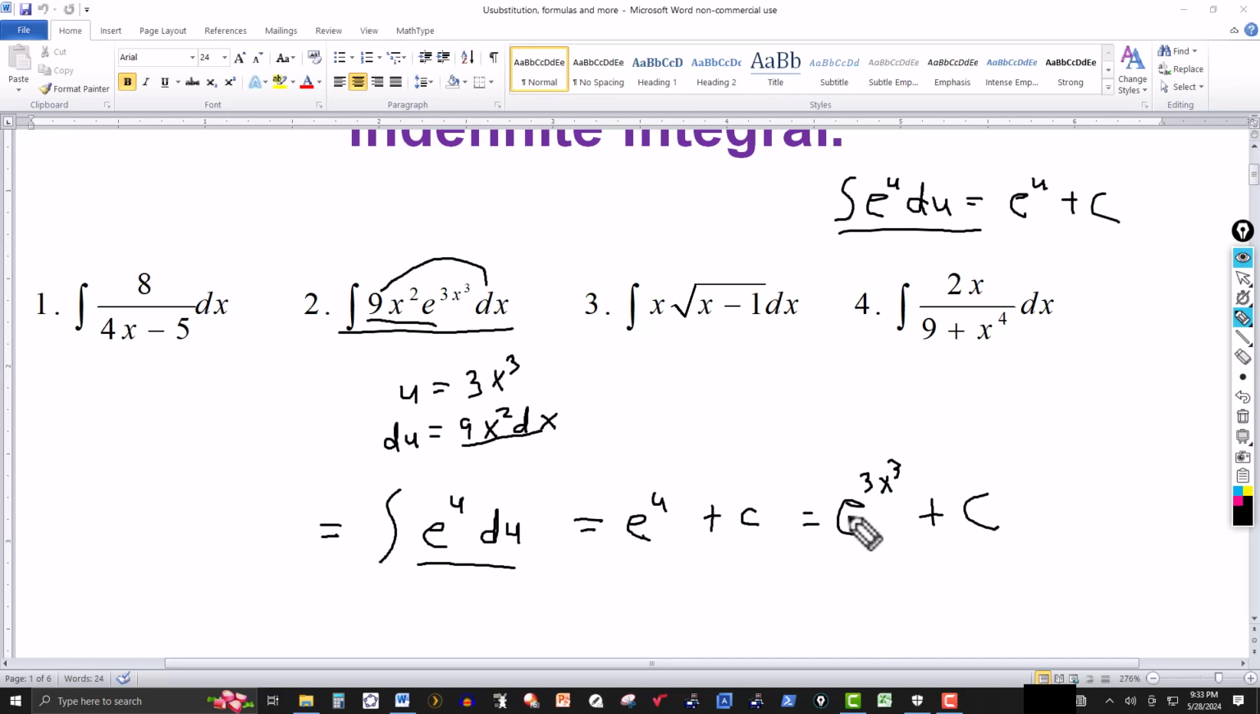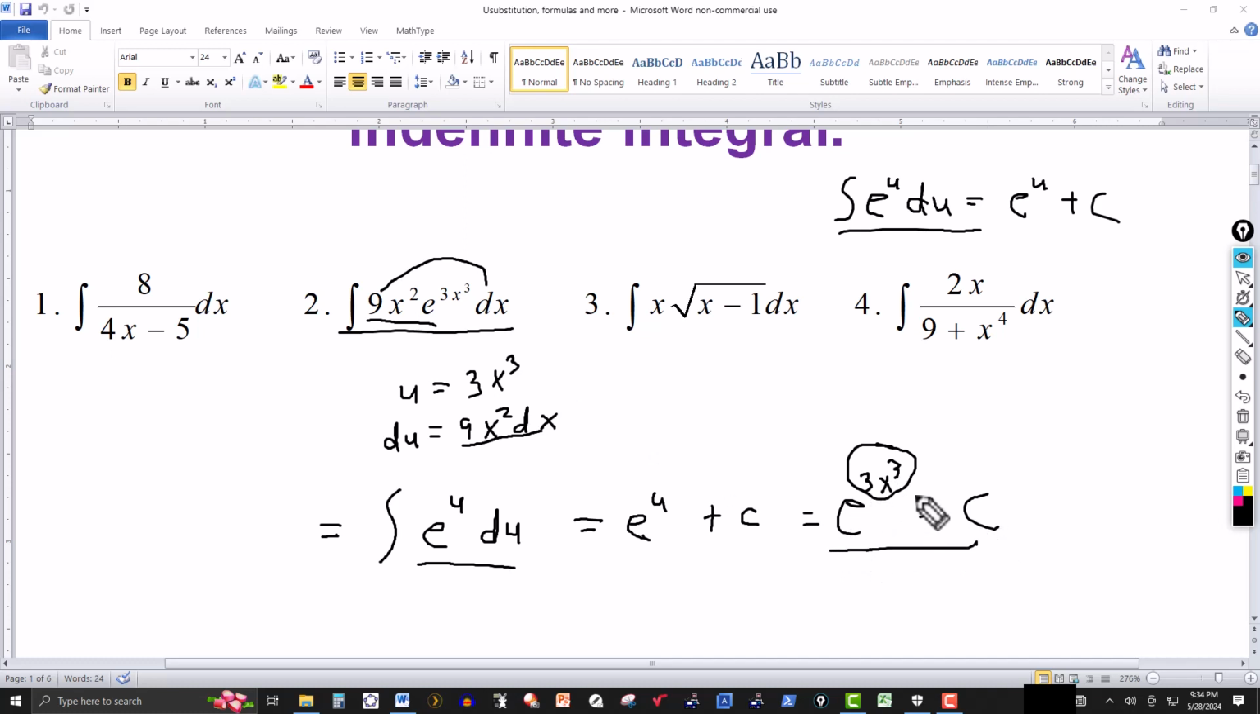The derivative of e to some power, in this case 3x cubed, is that same thing. So that's e to the 3x cubed. Multiply, this is using the chain rule here, multiplying by the derivative of 3x cubed, and that's 9x squared. See how the chain rule and the U-substitution relate to each other? We've got 3x cubed, and the derivative of that is the 9x squared. But anyway, for this one, the answer is e to the 3x cubed plus the constant of integration.